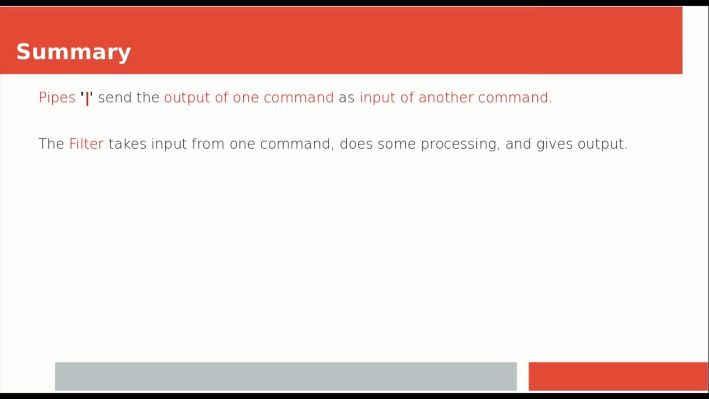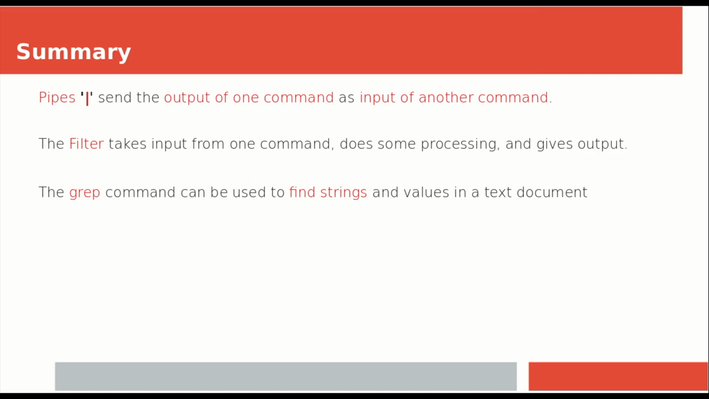So friends, that was all about piping, and in this tutorial, we got to know that pipes, denoted by this pipe symbol, send the output of one command as an input to another command. Very simple, right? Easy to understand. A filter takes input from one command, does some processing and gives the output, which serves as the input to the next. The grep command can be used to find strings and values matching in a text document or any file, and it displays the output accordingly. There's a sort command which sorts the content of a file alphabetically. Similarly, sort -r sorts in reverse order.